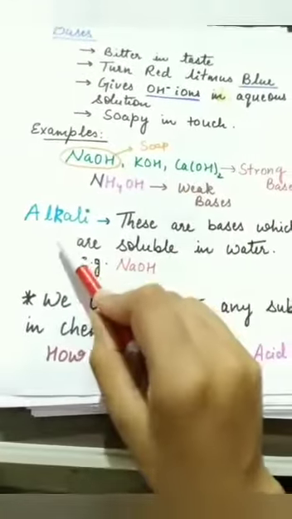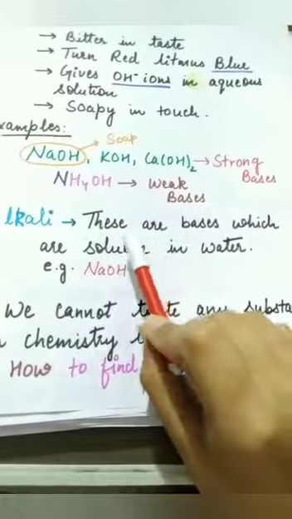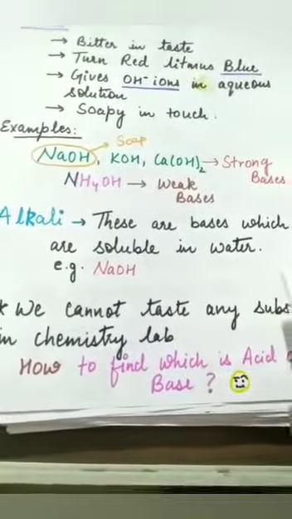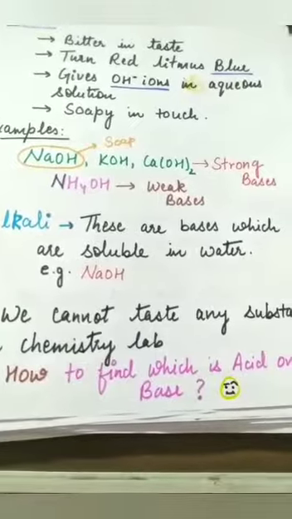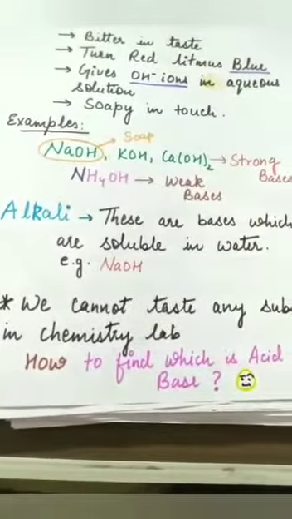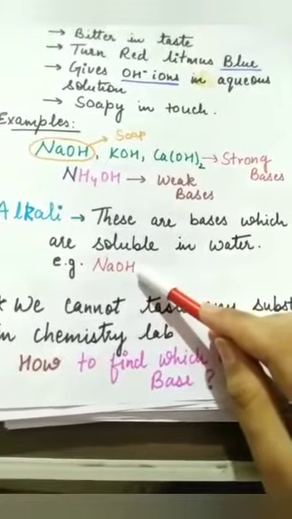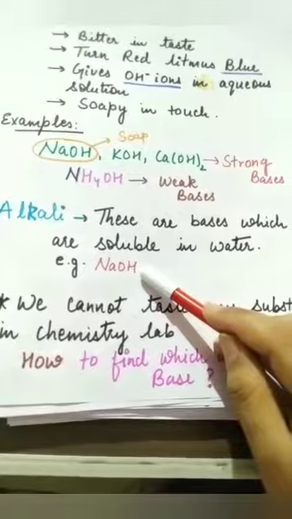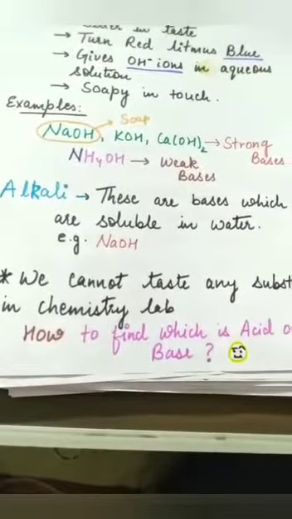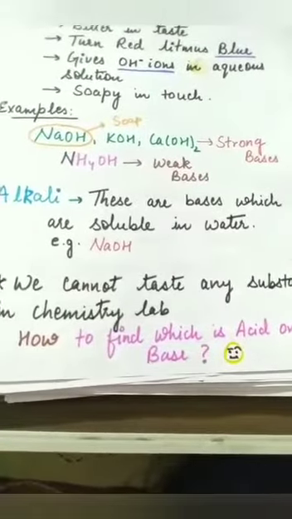Okay. Next is alkali. Alkali are the water-soluble bases. These are the bases which are soluble in water. All bases are not soluble in water. Few bases are soluble in water, and those bases which are soluble in water are known as alkali. Example is NaOH. Soap is made from NaOH and soap is soluble in water. So they are alkali.